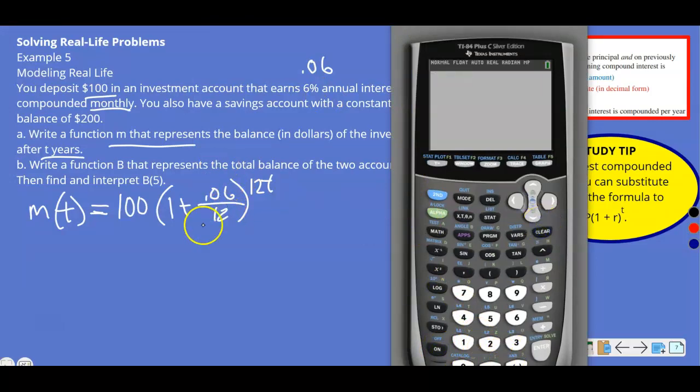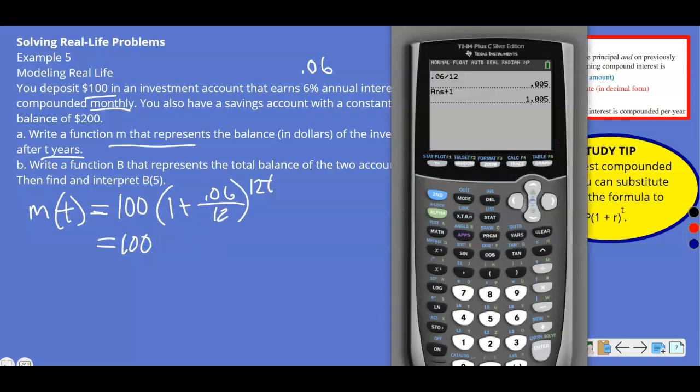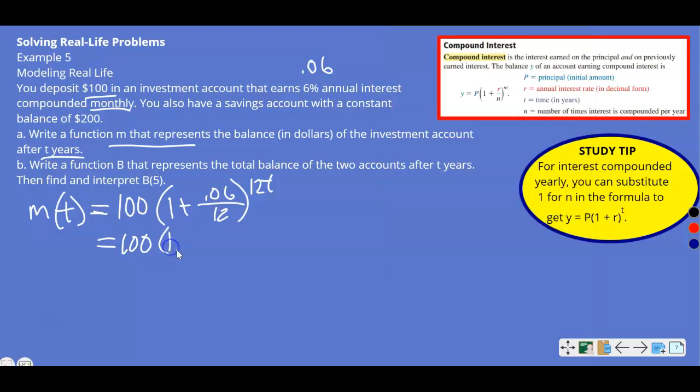We're going to do order of operations, so we have to do inside parentheses first. So 0.06 divided by 12, and that's 0.005, and then I'm going to add that to 1. So what I did was just evaluate what's inside my parentheses here. So I'm going to have 100 times 0.1005.